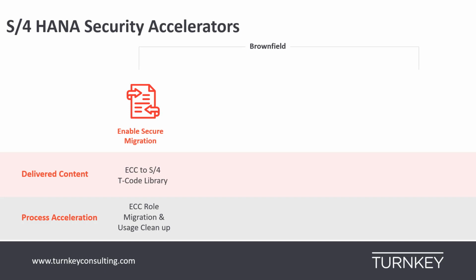If you look at how you can enable secure migration in a brownfield approach, we've got an ECC to S4 T code library. So I touched upon some of those ECC codes, and now some of them are defunct. There's around about 20 to 30% of transaction codes have fundamentally changed. If you look at SAP, there is a simplification list, but you have to manually comb through that. So we've done all of that lifting already.